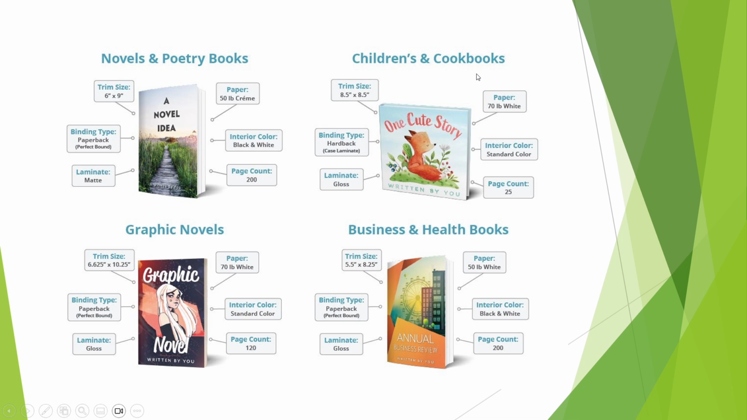For children's books and cookbooks, we have a trim size of 8.5 by 8.5 inches, binding type hardback, laminate cover gloss, interior color standard color versus the black and white that we saw in the novel earlier on. And the minimum page count here is 25.